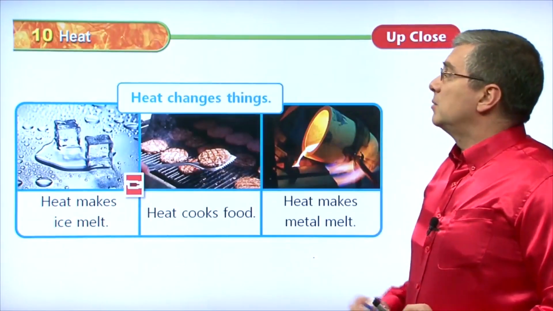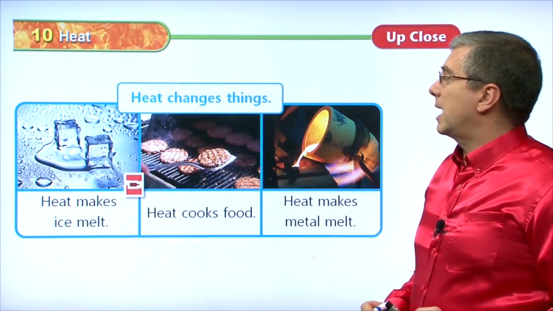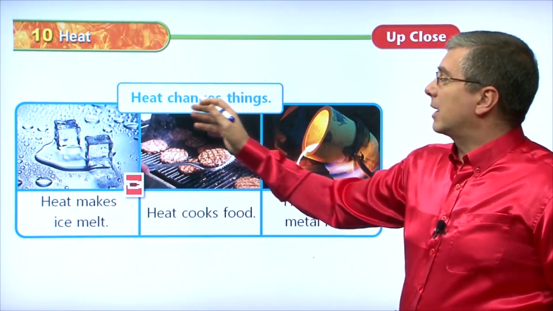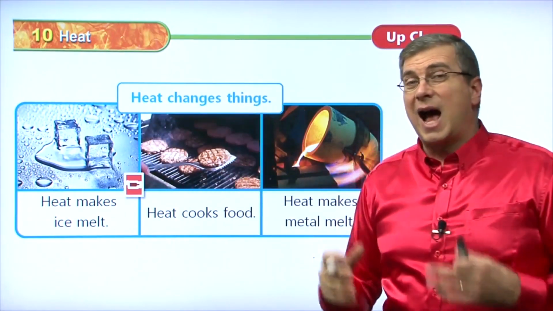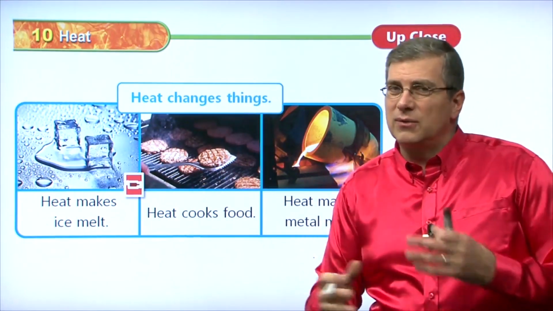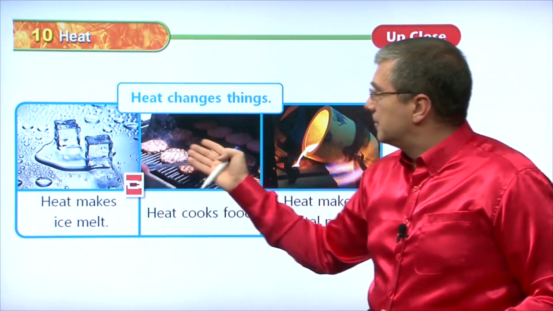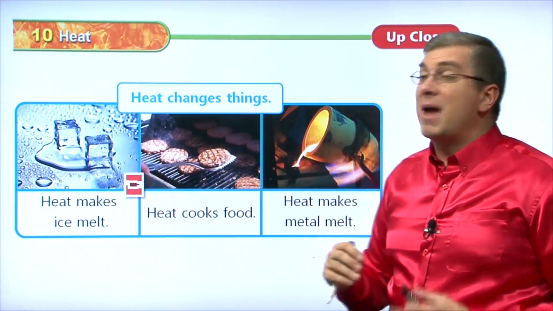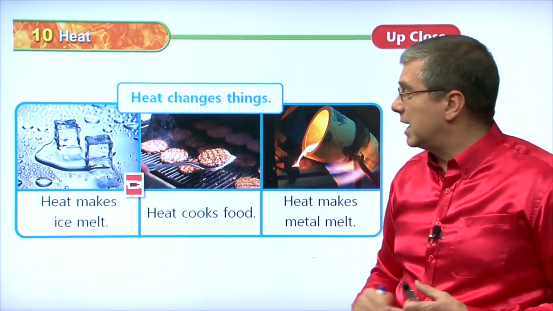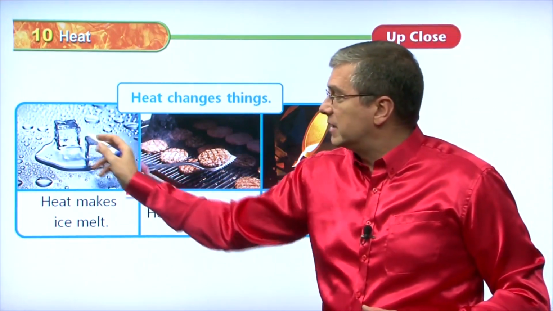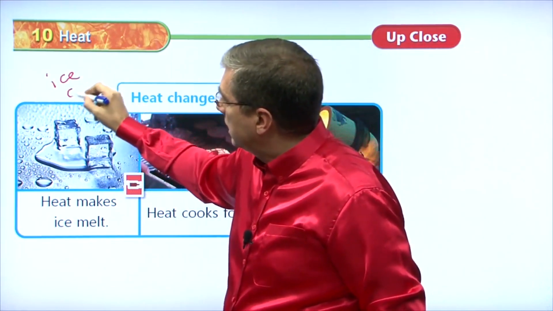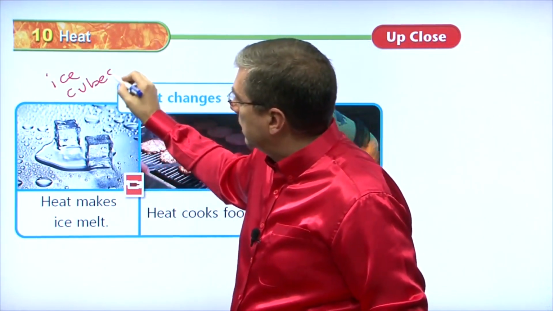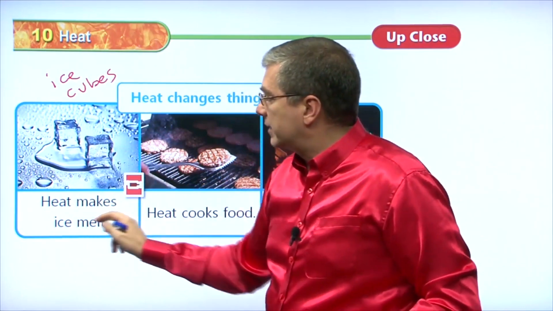So, let's move on to our chart here. Here we have the chart about how heat changes things. So this chart shows us how heat changes things, some different ways. And we can see these different methods or different uses for heat. Over here we have ice. These are ice cubes, right? Ice cubes. Now heat makes ice melt.